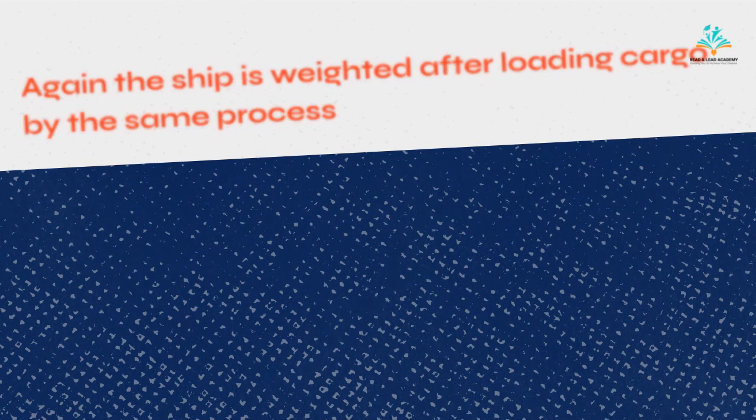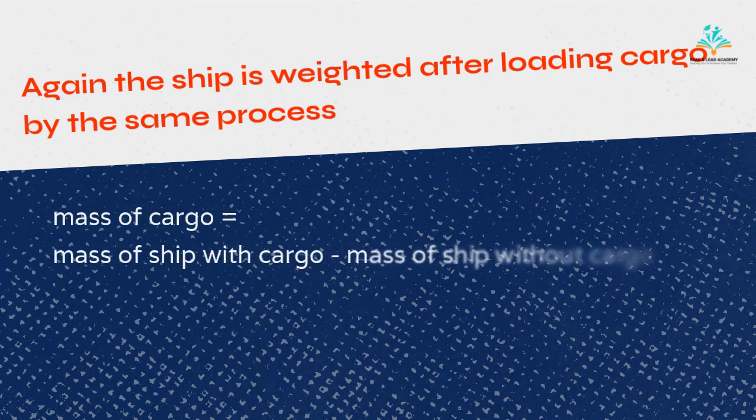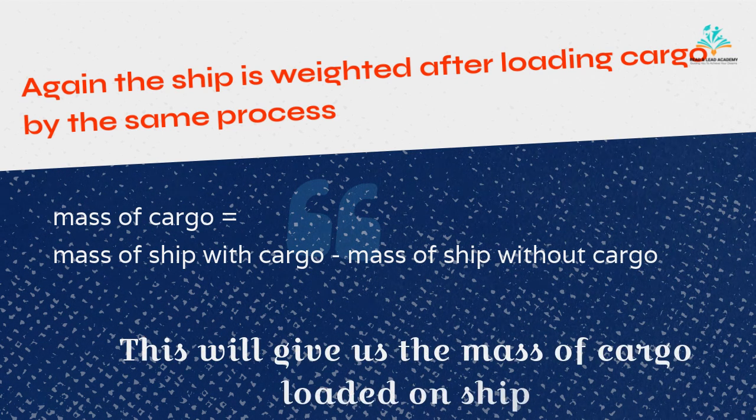After this we load the cargo on the ship, and then again the mass of the vessel is calculated by the same procedure that was discussed before. Now, we know the mass of the ship before loading cargo as well as after loading cargo. This data is enough for us to find the mass of cargo loaded. The mass of the cargo loaded on the vessel is equal to the mass of the ship after loading cargo minus the mass of the ship before loading cargo. That's how we find the mass of cargo.